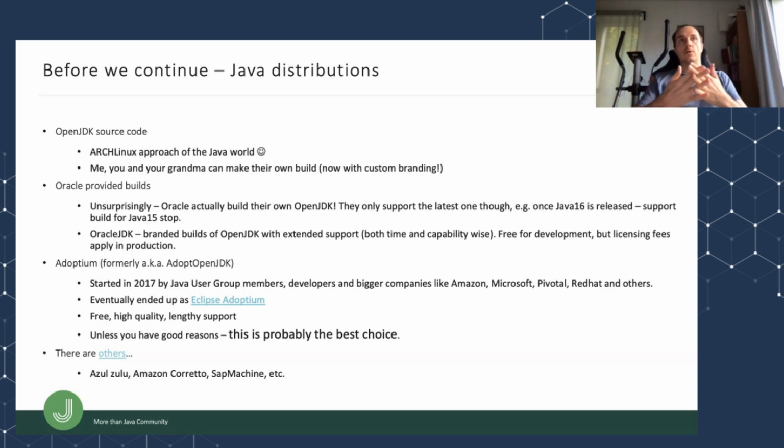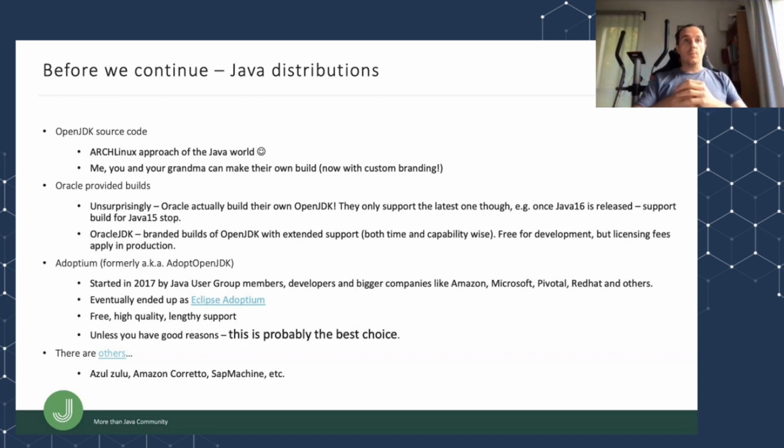Oracle, as owners of that OpenJDK source code, provide their own builds, right? The OpenJDK builds are basically something that gets built for every existing latest Java version. So, for example, while Java 16 was the latest, you get support for it. Once you reach 17, Java 16 build support is over, and 17 is supported, right? Oracle JDK is a branded build of OpenJDK with extended support. The idea is that it's free for development, but licensing fees apply when you start working in production. So for certain reasons, you may choose to go with that or not, right?